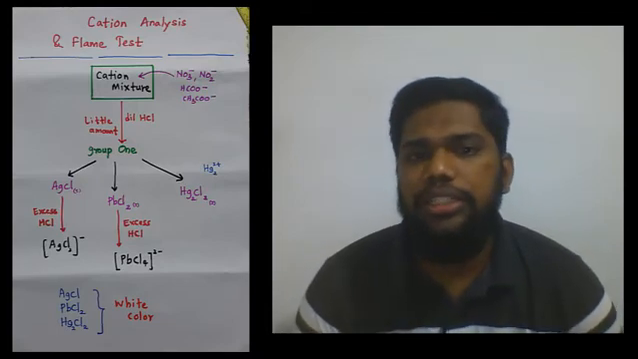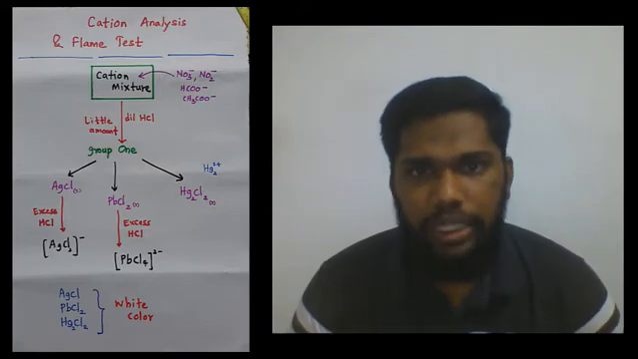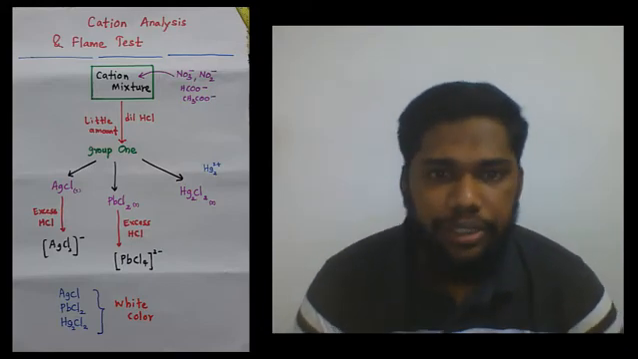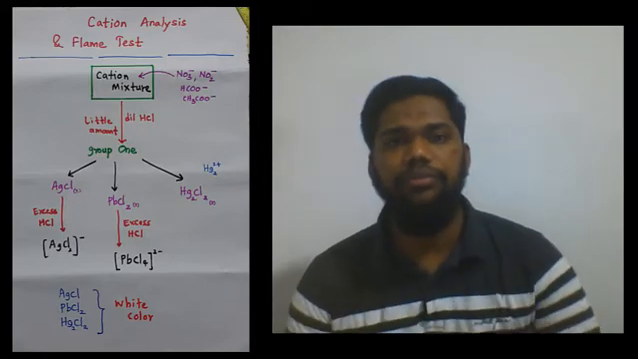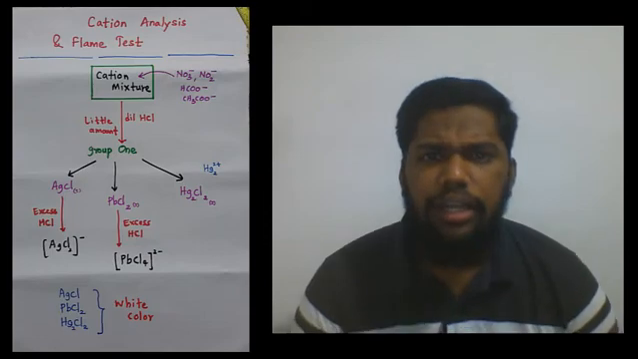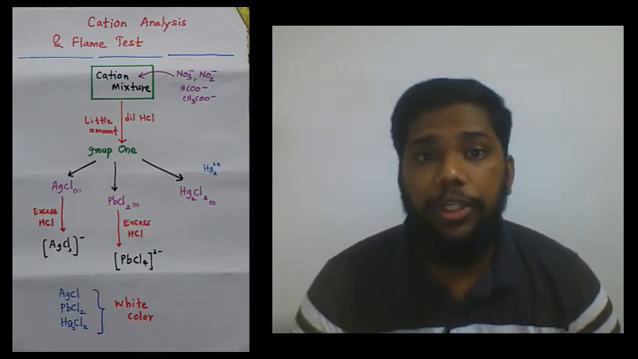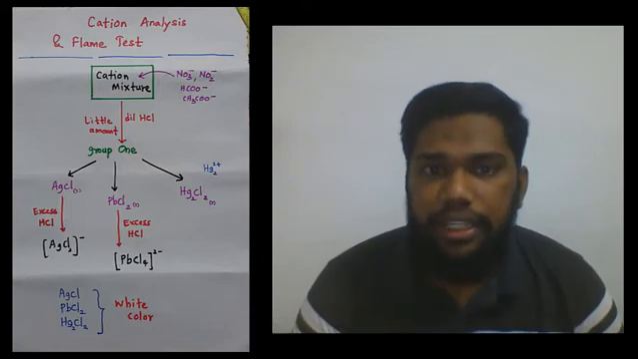Now you need to understand this cation analysis method is a type of gravimetric qualitative method. That means you precipitate out the cations and you separately try to identify which cation is present. And normally we have 5 groups here, and we are going to precipitate out different cations.